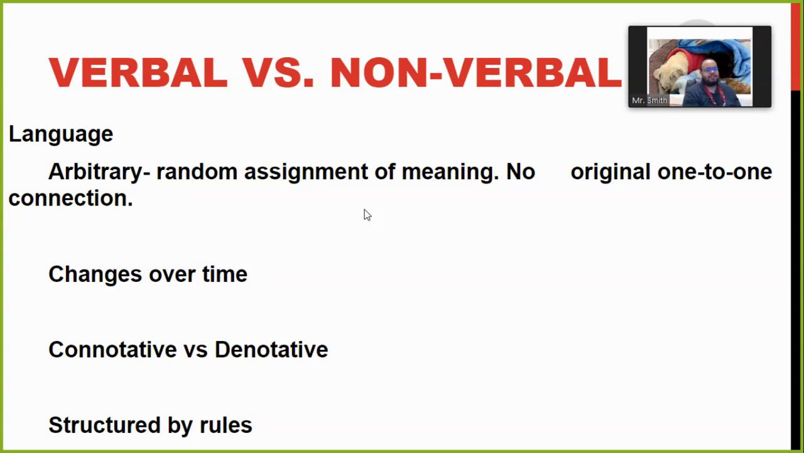Next, we have connotative versus denotative. So connotative is our personal definition of something, and denotative is how it is defined in the dictionary. So I might have a personal definition of what a mother is supposed to be or what a father is supposed to be, but it might look different from the definition in the dictionary. And then the last thing, our language is structured by rules. We have grammar, we have punctuation, we have the rules of communication. So it's very easy for us to just follow those rules from time to time. That's why we have English. That's why we have communication classes in general.